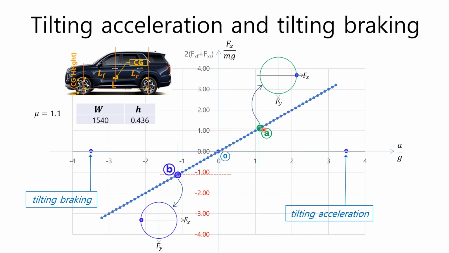The absolute values of all of them are less than the forces corresponding to tilting braking and tilting acceleration. As a result, in an ordinary passenger car, when the friction coefficient is 1.1, the acceleration cannot exceed state A and the deceleration cannot exceed state B. All the acceleration and braking should happen between state A and state B.